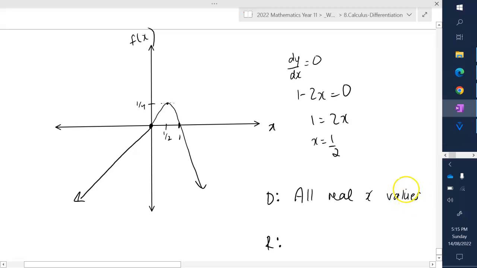And our range is our y. Well, the biggest y value is up here, and we can't have any y values above that. So we want values of y that are equal to a quarter or less. So our range is going to be y less than or equal to 1/4.